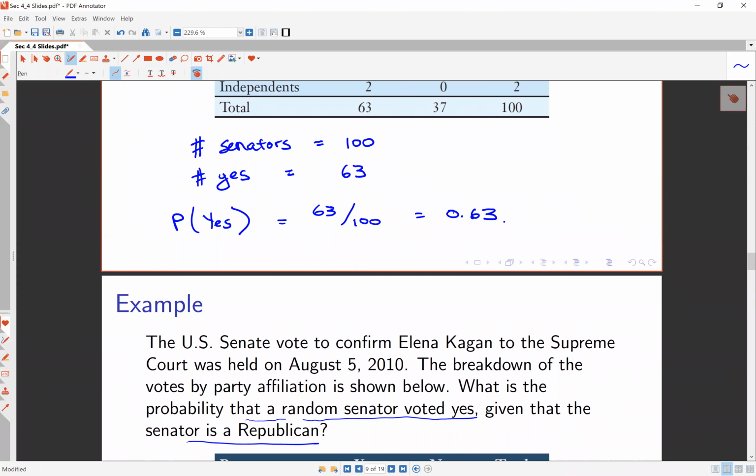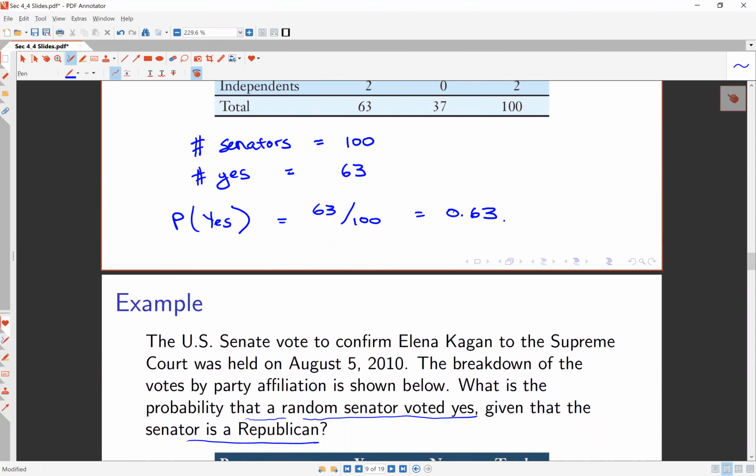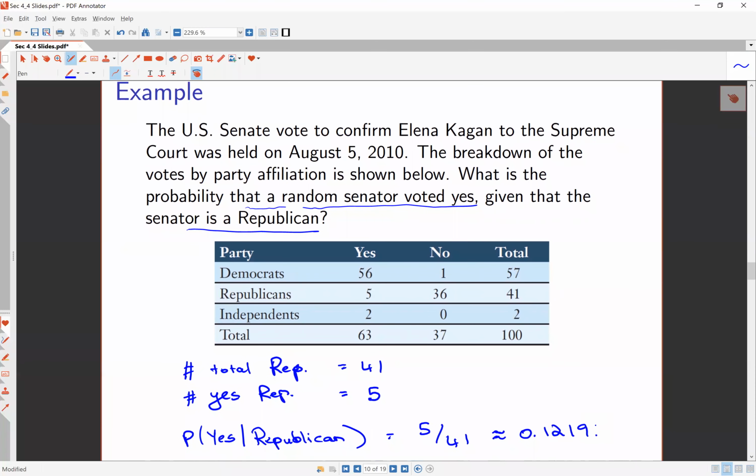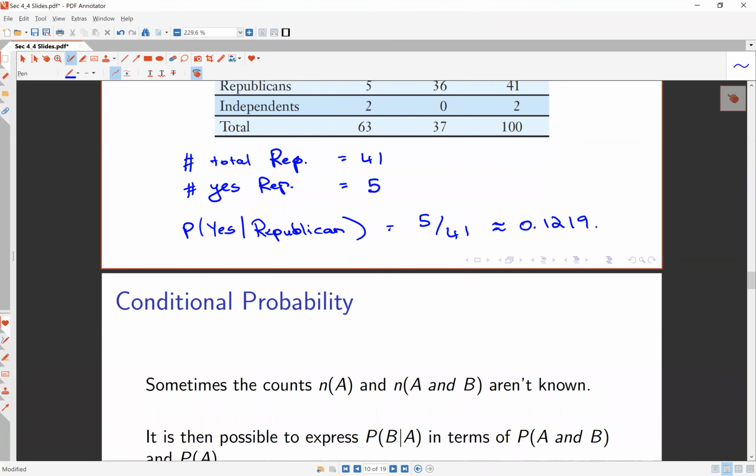When we were not looking at party affiliation, that was irrelevant. The probability was 63%. If we add this extra layer and we only look at Republicans, so we are conditioning on the senator being a Republican, the probability drops to just larger than 12%. So conditioning can have a really big impact on probabilities. And it shows you the value of, if you have additional relevant information, you should make use of that because it can dramatically impact probabilities.